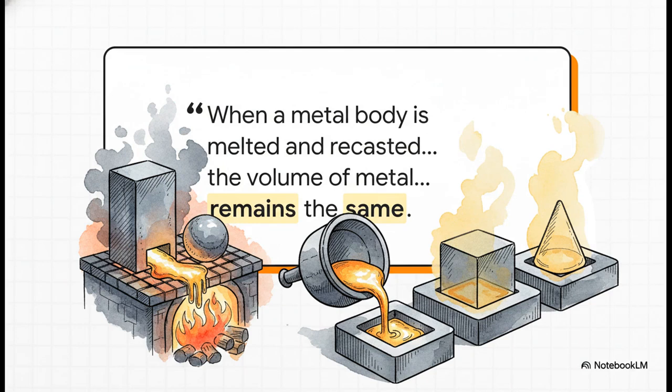Now here is the secret sauce, the one key principle that makes this entire problem solvable. When you melt something down and recast it, the total amount of stuff, the volume, doesn't change. The shape can change dramatically, but the volume is conserved. This is the secret to cracking the puzzle.